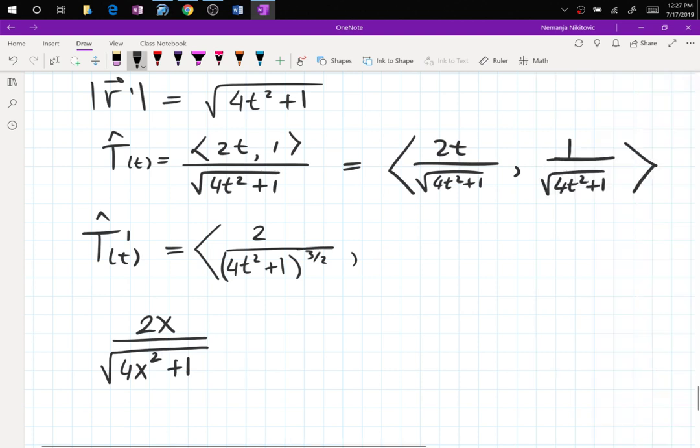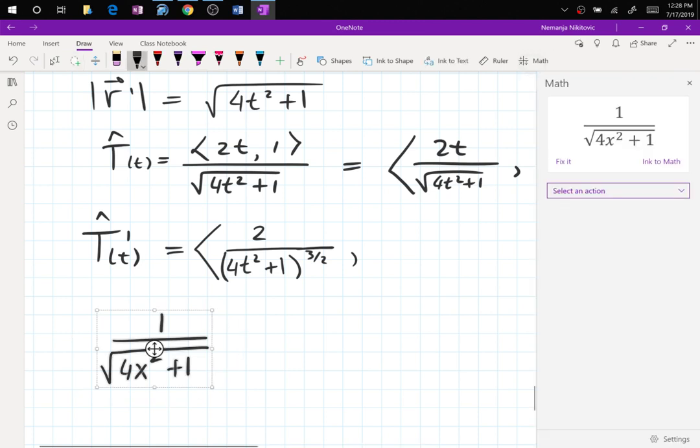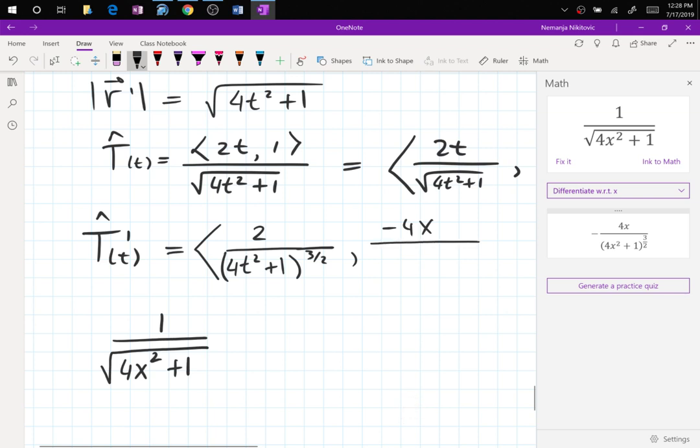And then you turn this off, and then you replace this 2x by 1, and then you rinse and repeat, right? Take that, push the math button, and then differentiate, and it's negative 4x divided by (4x squared plus 1) to the 3 halves.